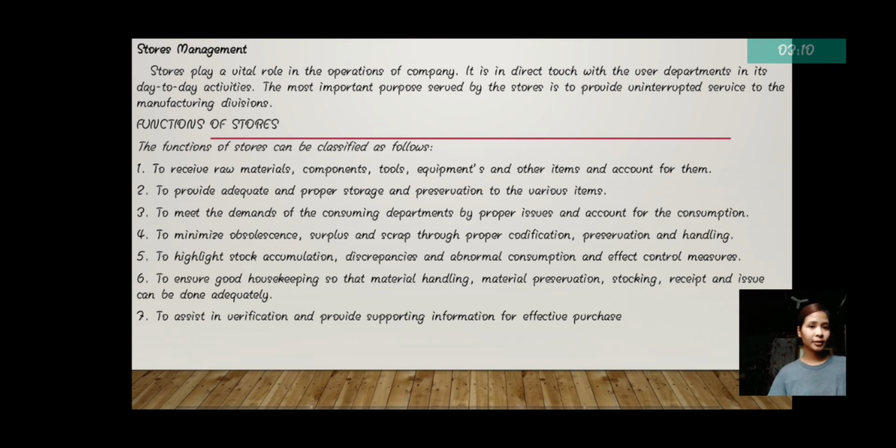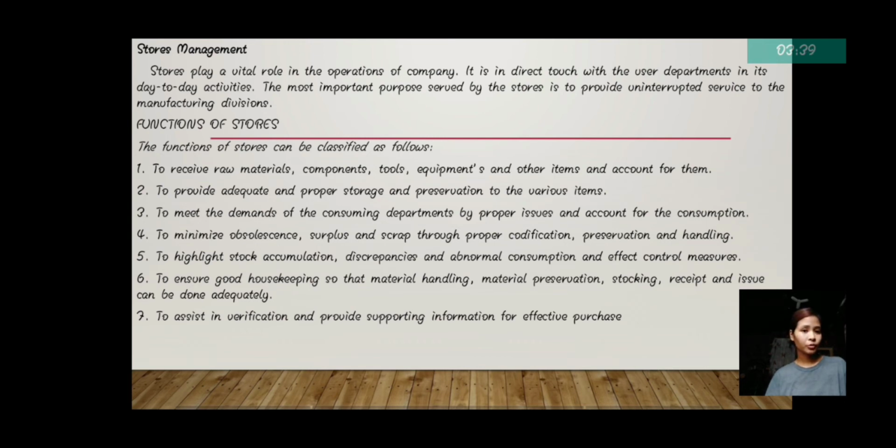Then the next is stores management. Stores management plays a vital role in the operations of a company. It is in direct touch with the user department in its day-to-day activities. The most important purpose served by the stores is to provide uninterrupted service to the manufacturing divisions.